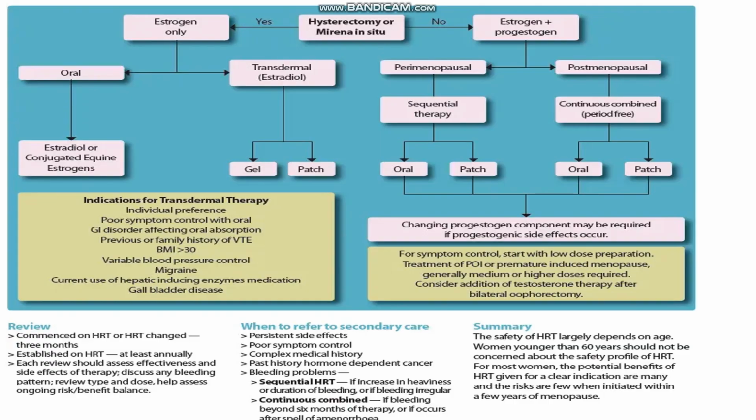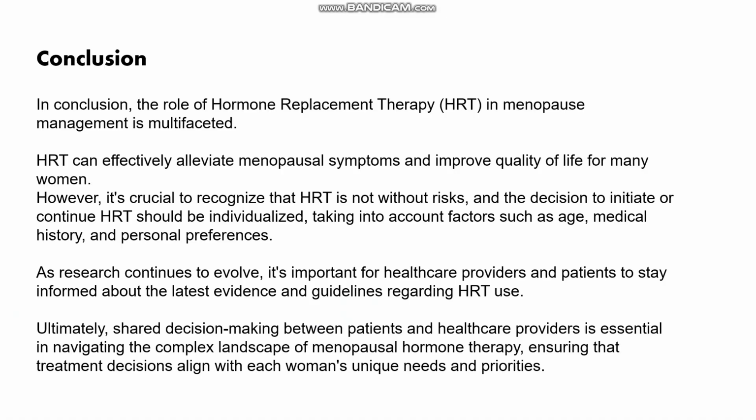Indications for transdermal therapy are individual preference, poor symptom control with oral therapy, GIT problems affecting oral absorption, previous or family history of thromboembolism, BMI more than 30, variable blood pressure control, migraine, current use of hepatic enzyme-inducing medications, and gallbladder diseases. All these are indications where oral therapy can be bypassed by giving transdermal patches. So that is the summary which shows the administration of MHT in different conditions.